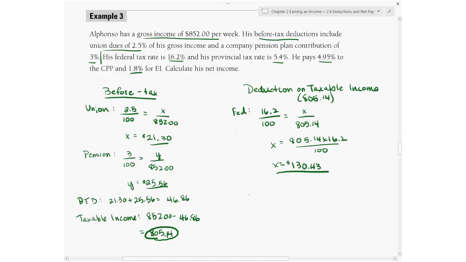So he also pays provincial tax. So the provincial is 5.4 out of 100. Let's make it Y. It's still 805.14. So 805.14 times 5.4 divided by 100. So he's paying $43.48 in provincial income tax.